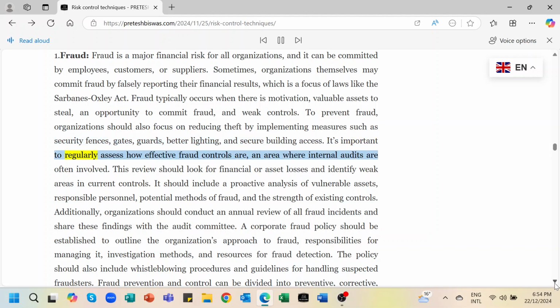It's important to regularly assess how effective fraud controls are, an area where internal audits are often involved. This review should look for financial or asset losses and identify weak areas in current controls. It should include a proactive analysis of vulnerable assets, responsible personnel, potential methods of fraud, and the strength of existing controls.